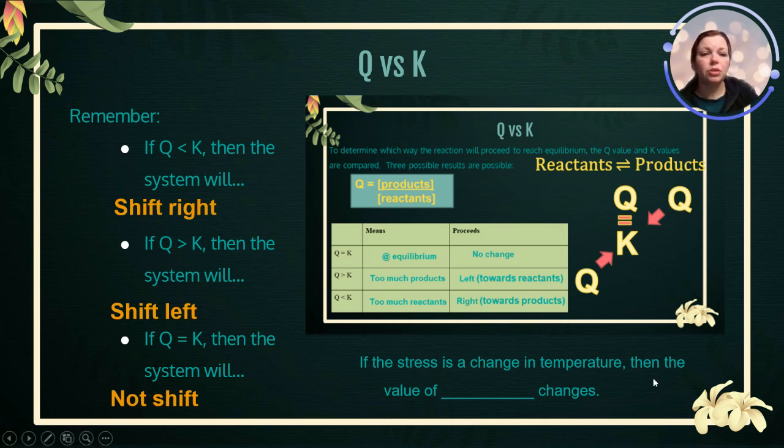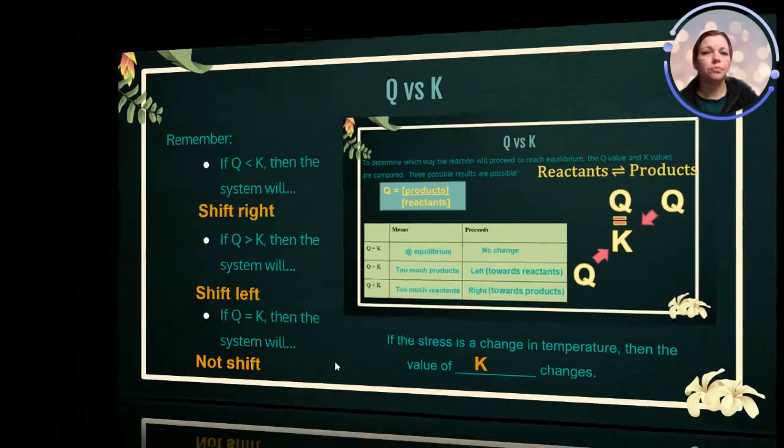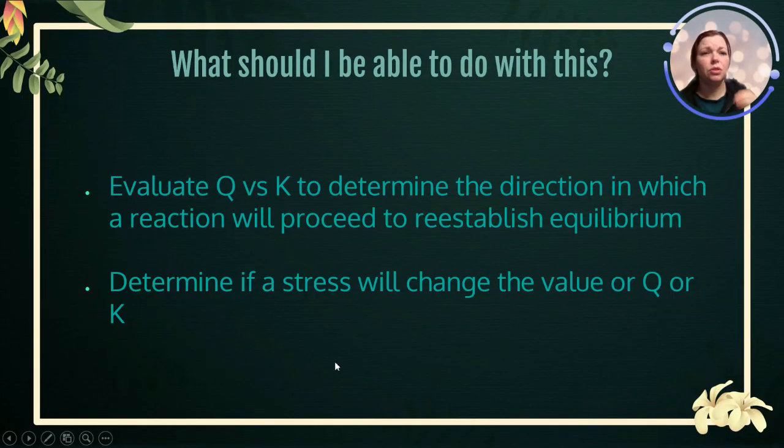Remember that if the stress is a change in temperature, then the value of K changes, and it still causes a shift in the system, but we would not discuss that in terms of Q versus K because that actually changes the K value itself. And I think I said this before, but we'll examine that a little bit more as we go forward. That is it because we did so much with the Q versus K in topic 7.9. Now, I have not shown you an example or anything of that nature, but that's because you really already know how to do this because we went pretty in depth into how to calculate Q. We've compared it to K. We've talked about if it's greater than or less than. All of this is the same.